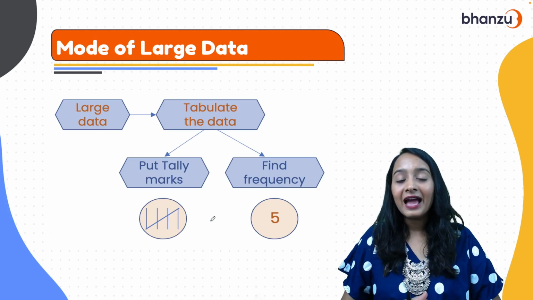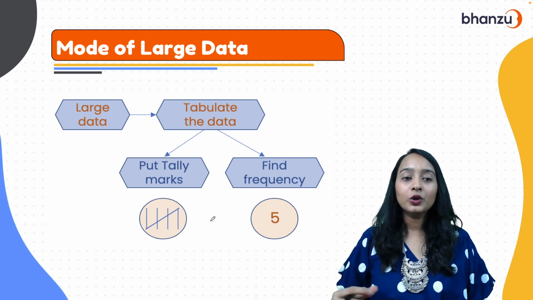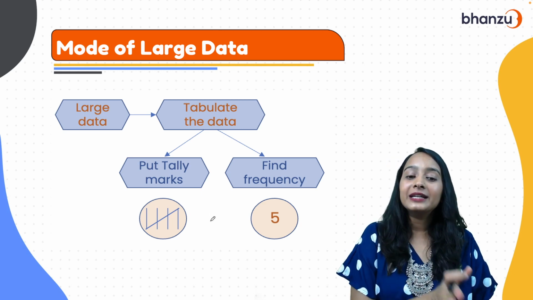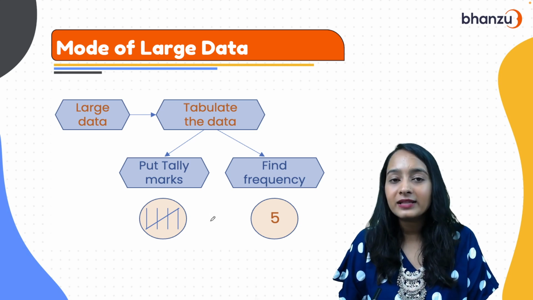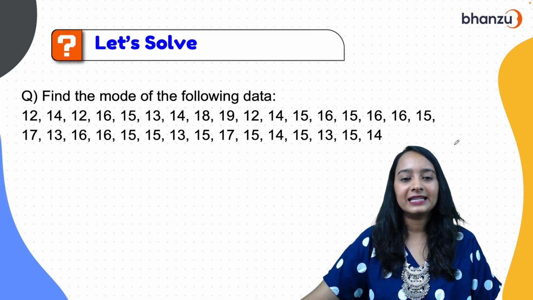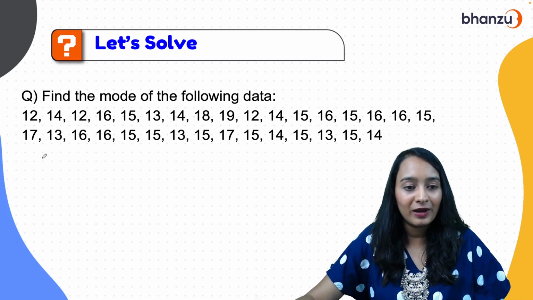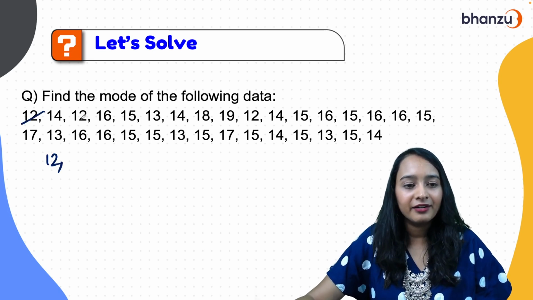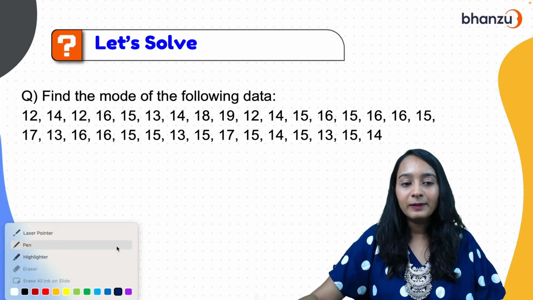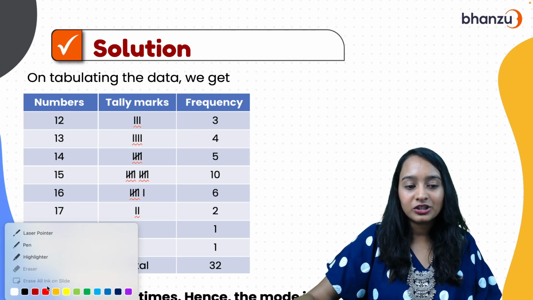Now, what if we have a large data? Then it is very difficult to keep counting, no? So, what we do is we tabulate the data. We write it in tabular form, put tally marks and then find the frequency using the tally marks. What do I mean by that? For example, let's take this data. Now, it's very difficult to start from the beginning, right? Maybe 12, so then I'll write 12, 1 here, and then 1 here. It's time consuming. So, what we'll be doing is we will tabulate the data. So, we will write down all the observations here.